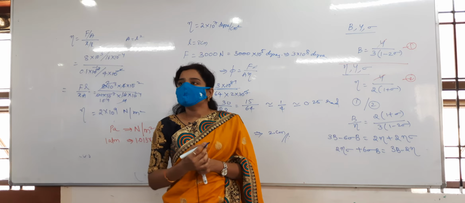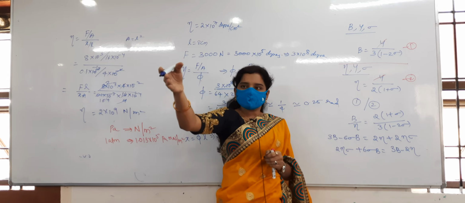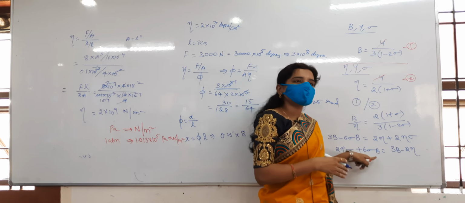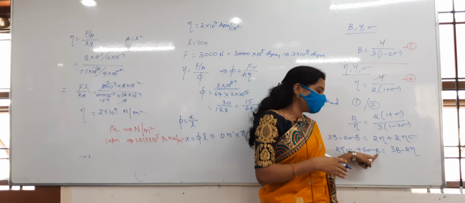Huh? He is calling, listen. So here 2 eta sigma plus 6 sigma B is there.